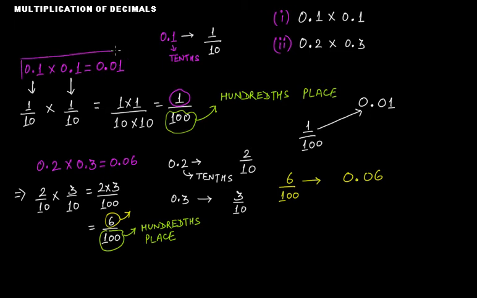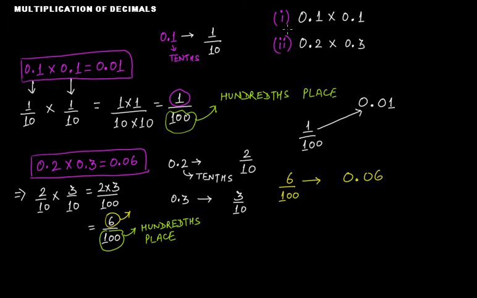Okay, so this was a simple explanation of why, when we multiply two decimals, we get the answer that we get. But let's go a little deeper into the discussion, and let's understand this with a pictorial representation.